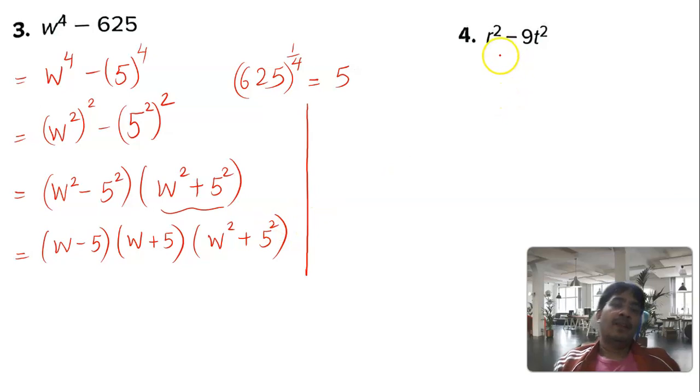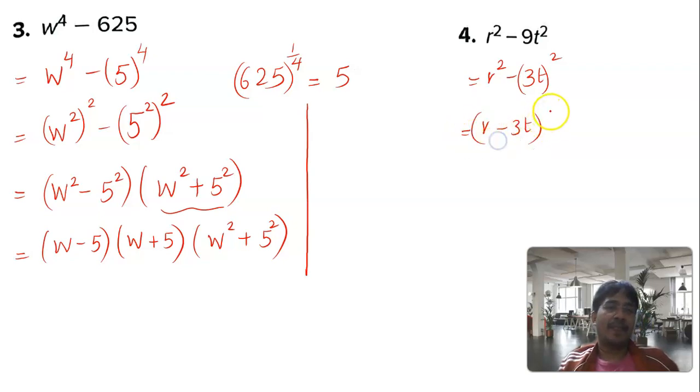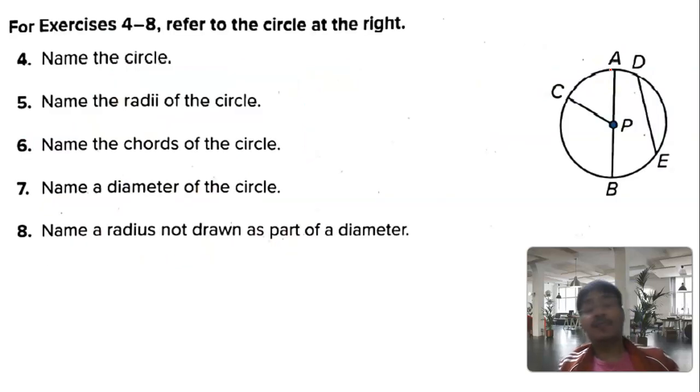Finish. Now this I'm leaving up to you. You can write it as r square minus 3t square. Okay, let's do it. So r minus 3t and r plus 3t. Simple. So I'll factorize this for you. Let's move on to circles.